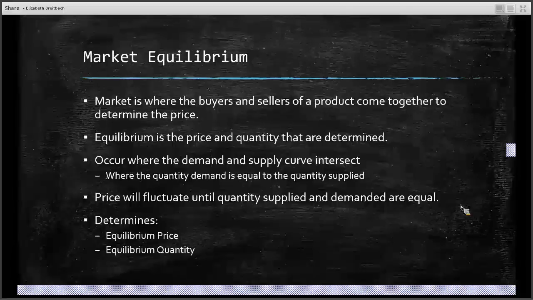All right, so the price where we see the intersection between the supply and demand curves, or the point at which the quantity demanded is equal to the quantity supplied, we refer to that as the equilibrium price. That's the price we see when we go to the store and buy a gallon of milk. The equilibrium quantity refers to that point at which the quantity demanded is equal to the quantity supplied. So the equilibrium quantity is telling us how much is bought and sold in the market.